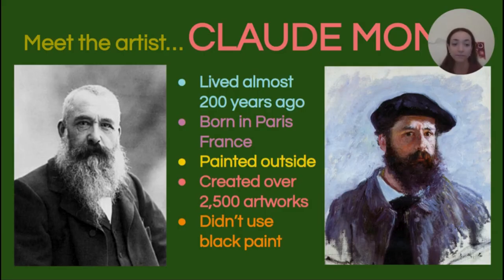Something I want to note is that he also didn't use black paint. He said he didn't believe in it, and that he believed in creating dark colors by combining colors. He didn't believe in using black because he thought it would make his art emotionless. You can see on the left there's a photo of what he really looked like when he was older, with the gray beard.